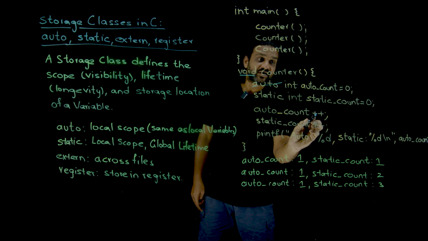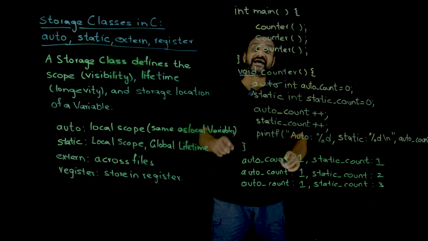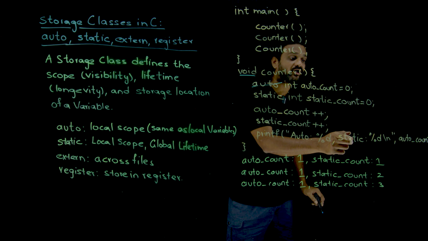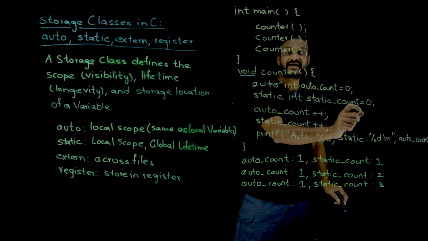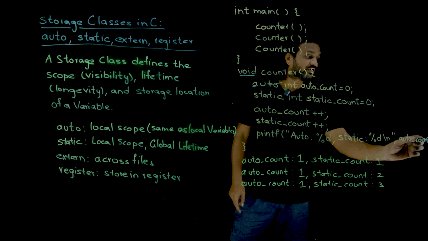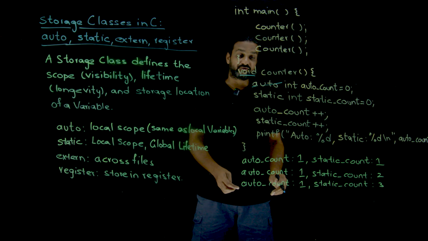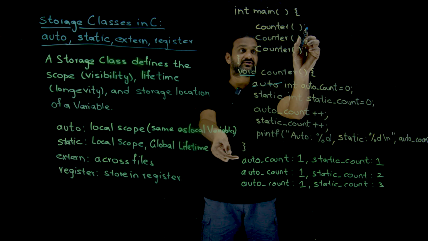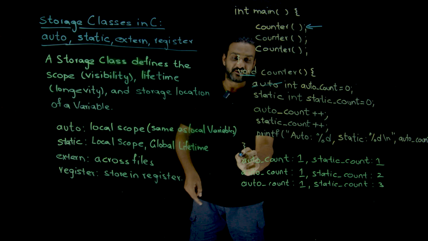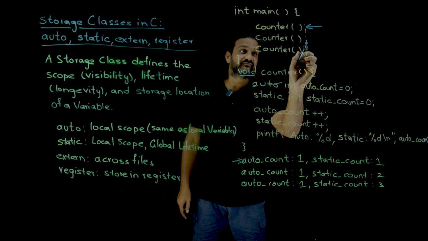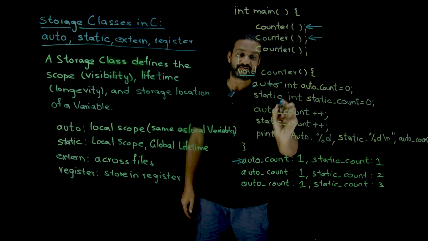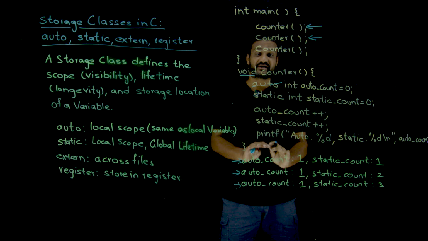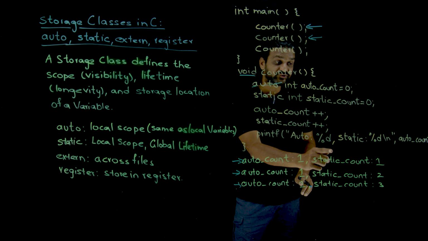We are going to increment the auto count and the static count, and at last we are going to print the value stored in the auto count and static count variables. Now the final output: for every function call, when we call this function, this is the output that will get generated. When we call this function for the second time, this is the output that will get printed, and the third time this output will get printed, and we will understand this by using these values.